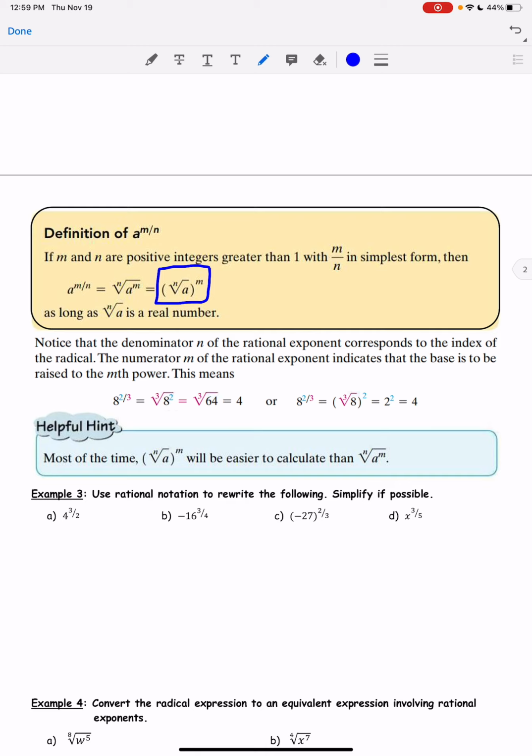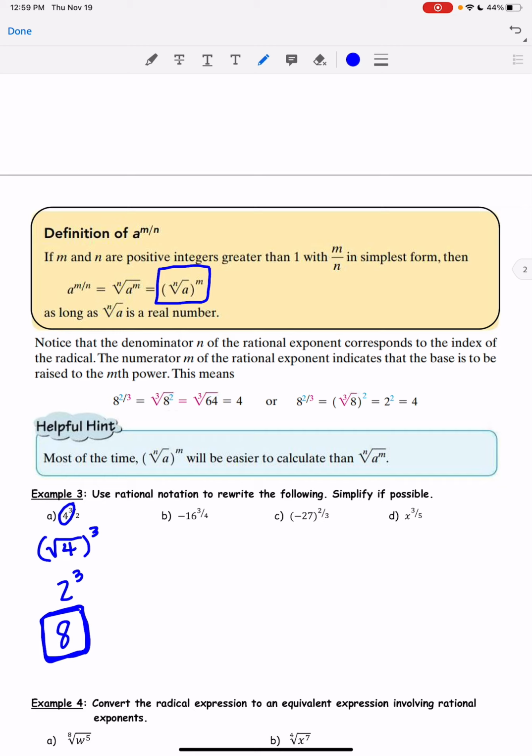Okay, so example 3. Use rational notation to write the following, and again, simplify if possible. So 4 to the 3/2, that 3 stays with the 4, that 2 goes around. So I've got square root of 4, all squared. Nope, all cubed, sorry. So the square root of 4 is 2, and 2 cubed is 8.